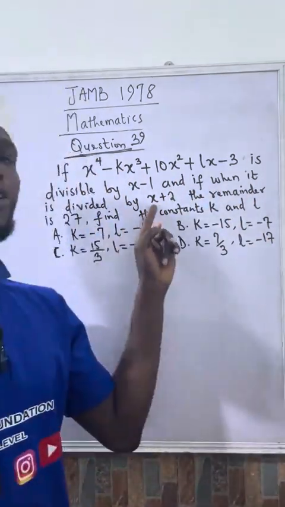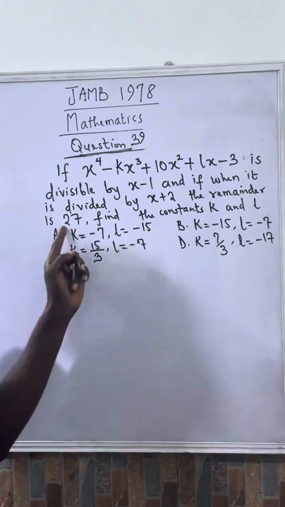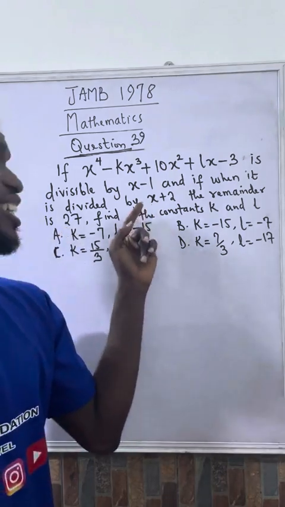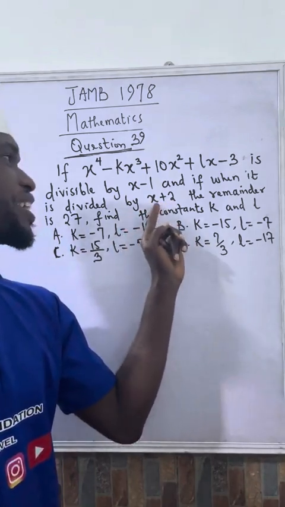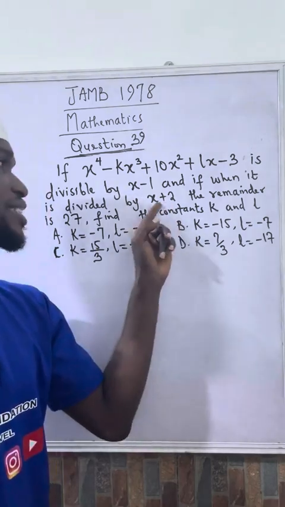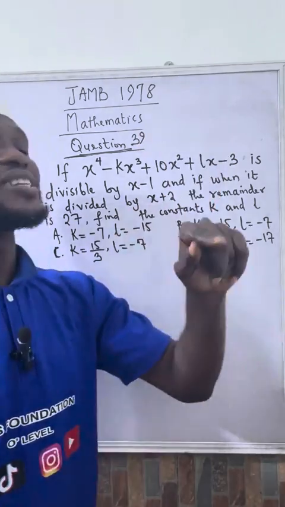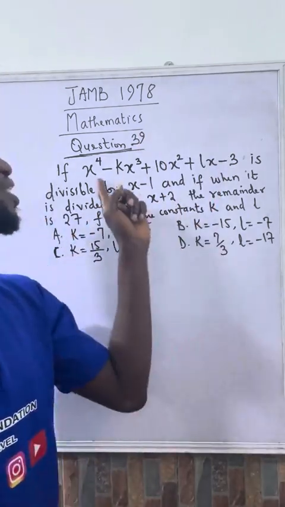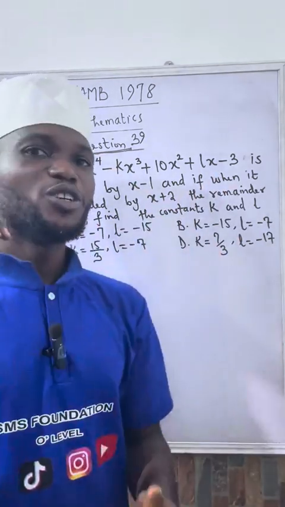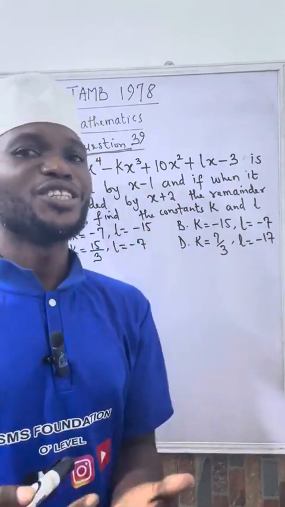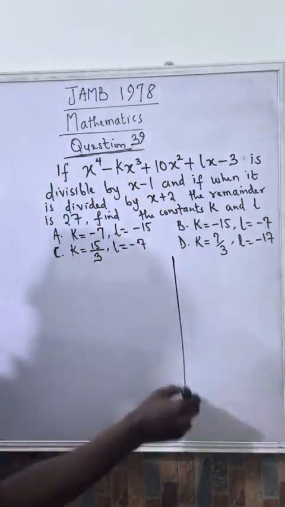But for this second one, they said when it is divided by x plus 2, the remainder was 27. Meaning that if I set x plus 2 equal to 0, then I will have x equal to -2. Let me put it inside this. I must have a remainder of 27. This will help me to achieve two equations that I can solve simultaneously to get the value of k and l. So let's divide the board and solve.